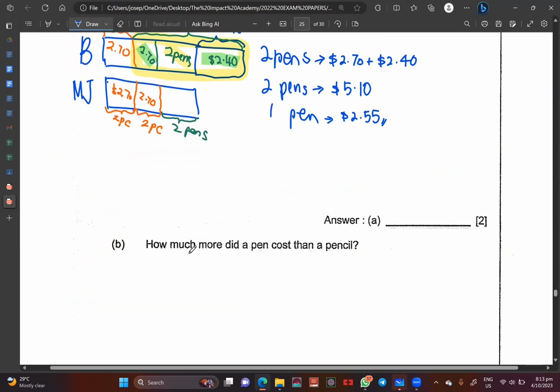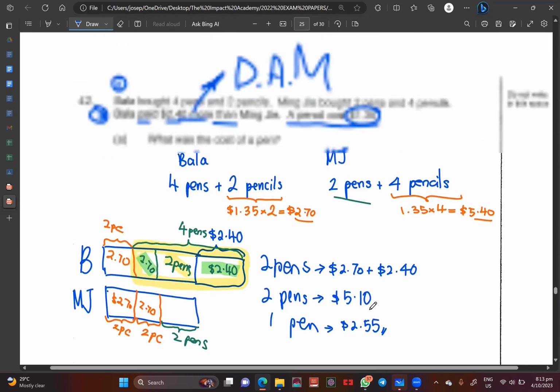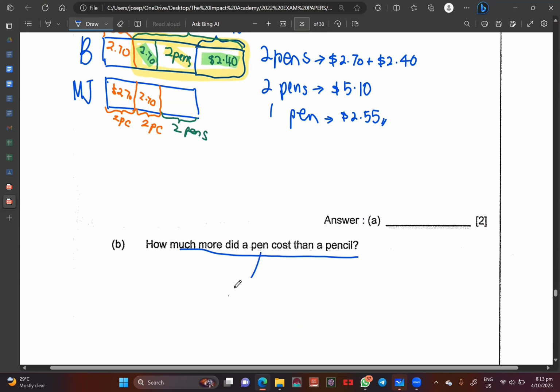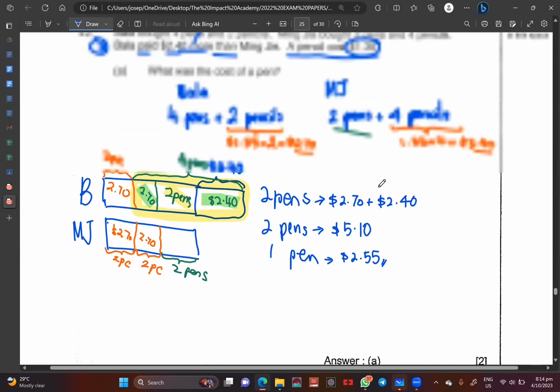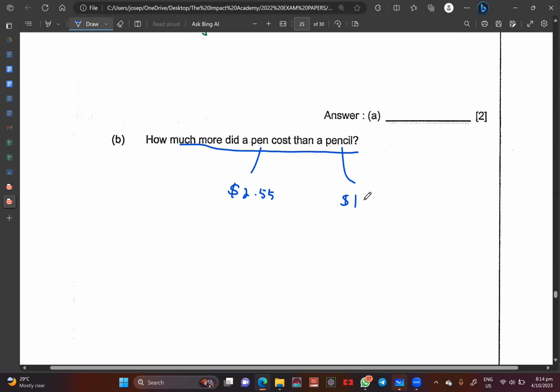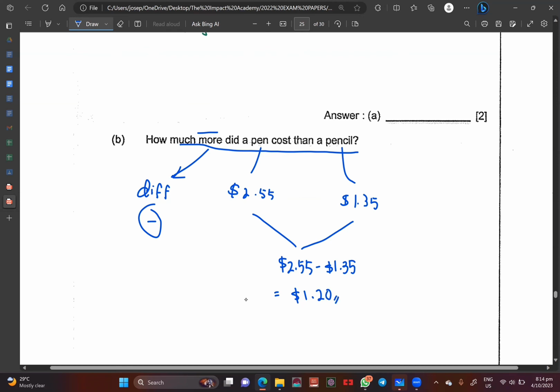Now we move on to the next one. The question says, how much more did a pen cost than a pencil? We already know, right? For a pen, it is actually how much? $2.55. Correct or not? Now, what about a pencil? A pencil actually costs you how much? According to the question, it is $1.35. So in other words, the word more means to find the difference. The difference means big minus small, correct or not? So you just write down $2.55 minus $1.35, and therefore your answer has to be $1.20.